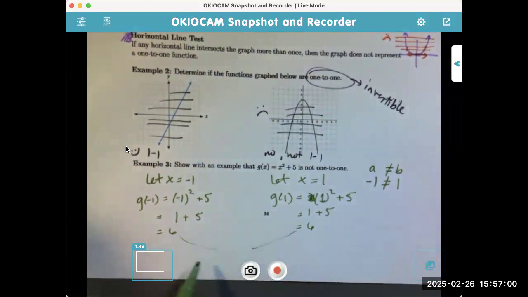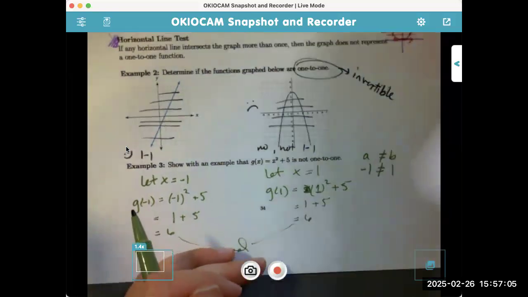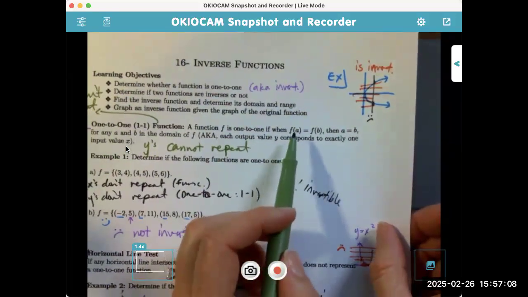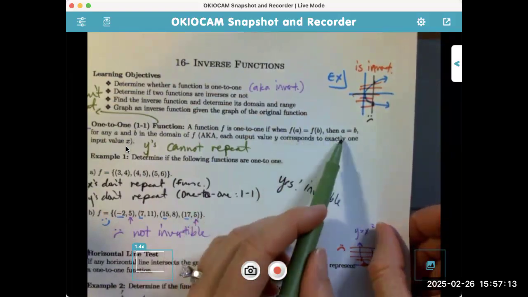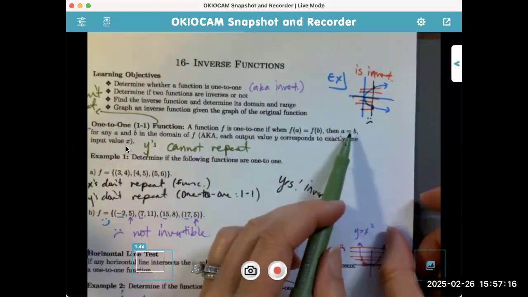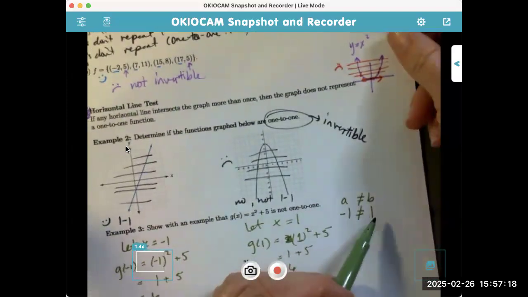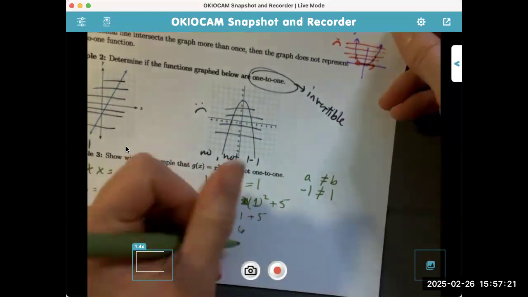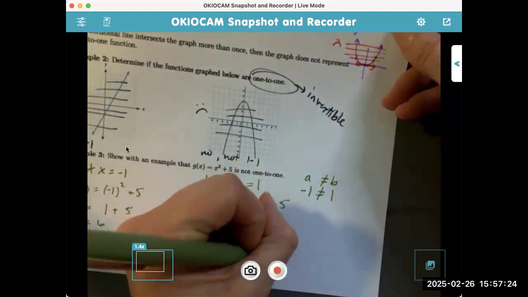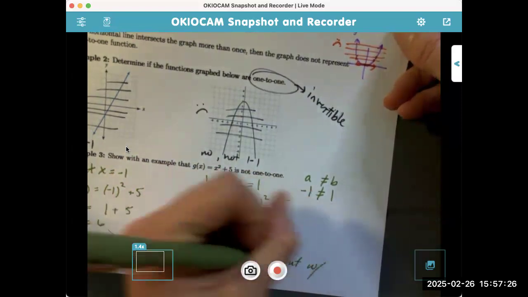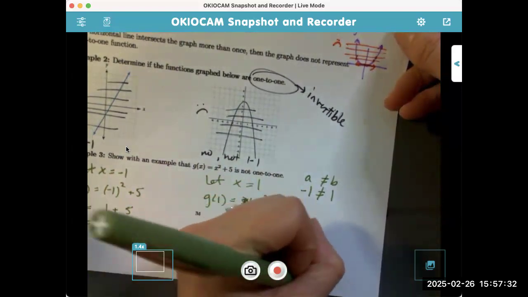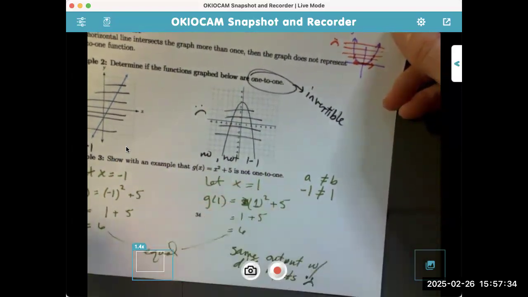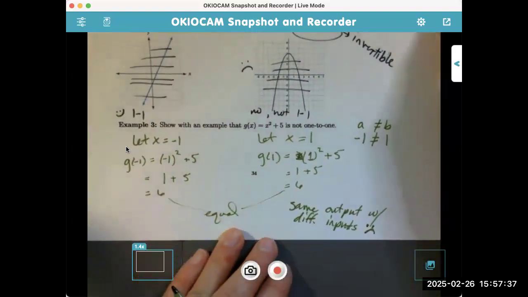So here, we do have that these two are equal, right? 6 does equal 6. But by the definition of one-to-one, if we have y values that are the same, then it better be because we just doubled up on the same x. But that is not the case here, right? We got the same y output with different input. So that is an example of why we are not one-to-one.